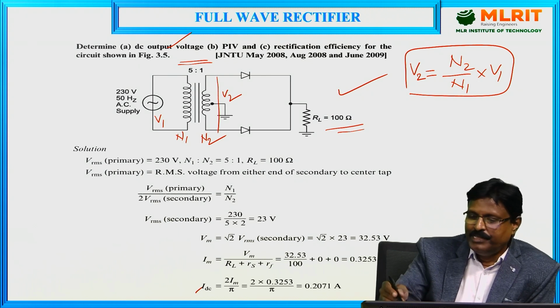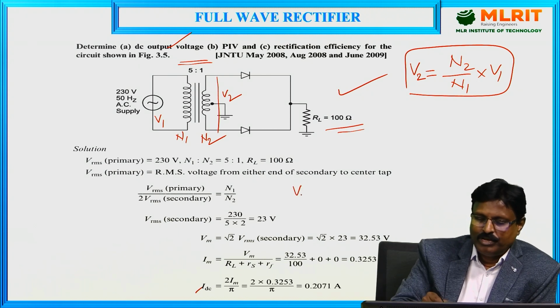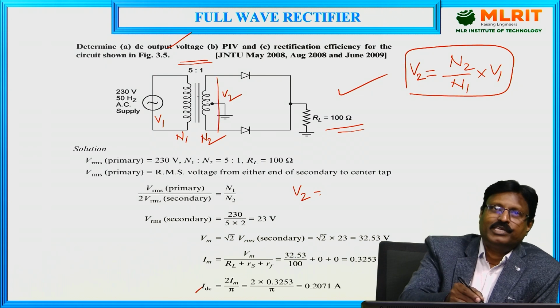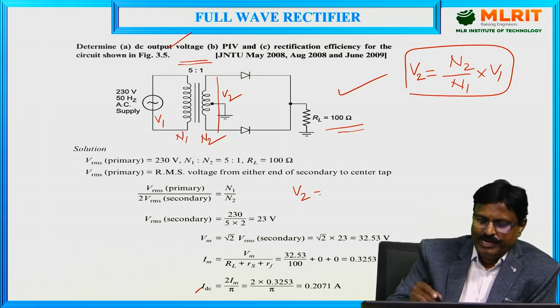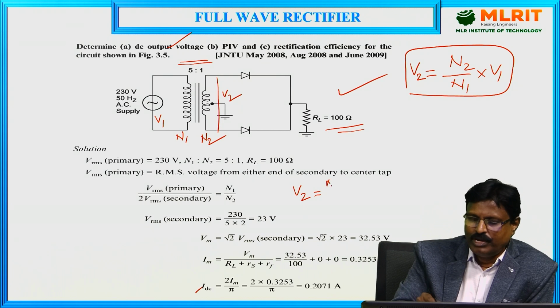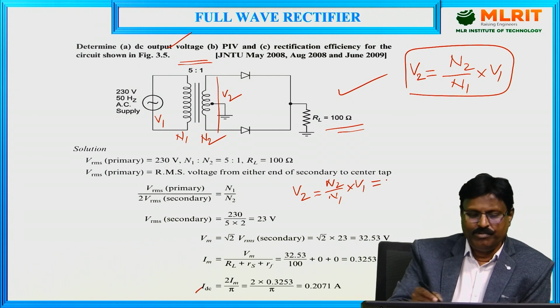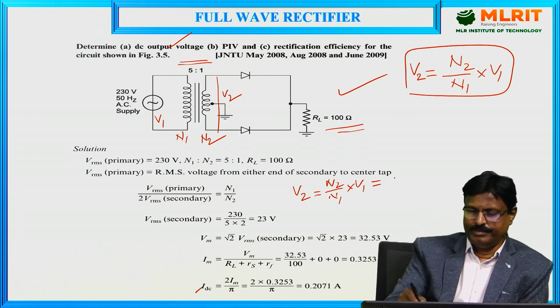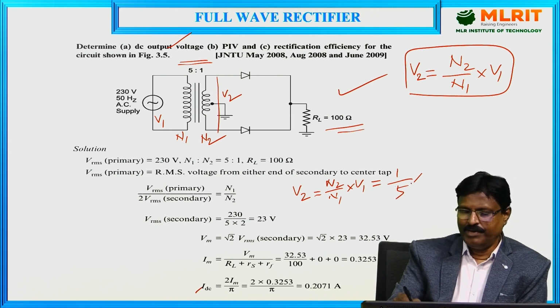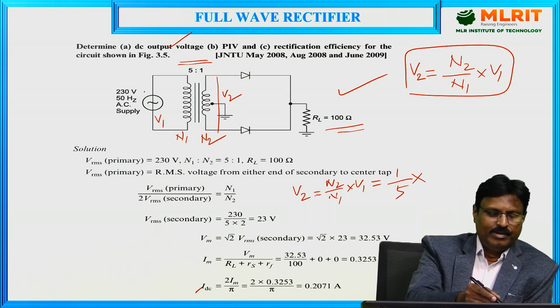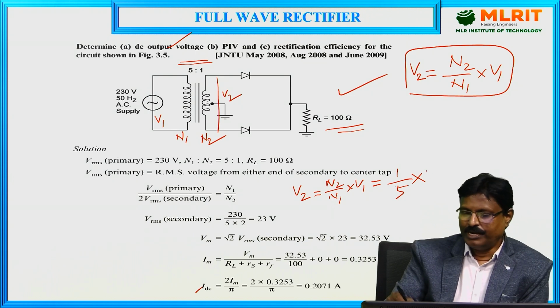So if you apply this formula, V2, the output voltage at the secondary of the transformer, which is an RMS value, is equal to N2 by N1 into V1. N2 is 1, the number of turns of the secondary, N1 value is 5, so 1 by 5 into V1, the provided value, 230.